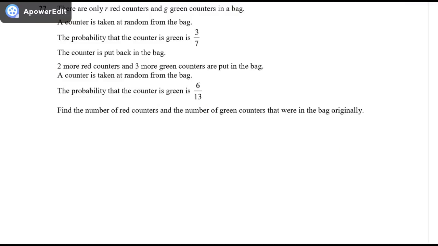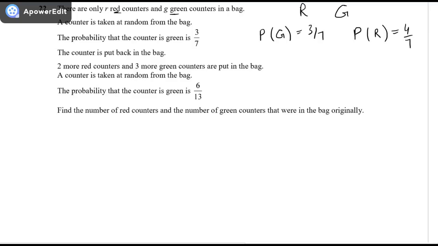Okay guys, we've reached the last question. This is a probability question. I'm going to read the main part. This is the probability of the red and the green, so we're going to use red and green. The probability that the counter is green is 3/7. So this means the probability of red is going to be 4/7. Okay, the counter is put back in the bag, so 2 more red counters and 3 more green counters are put in the bag.